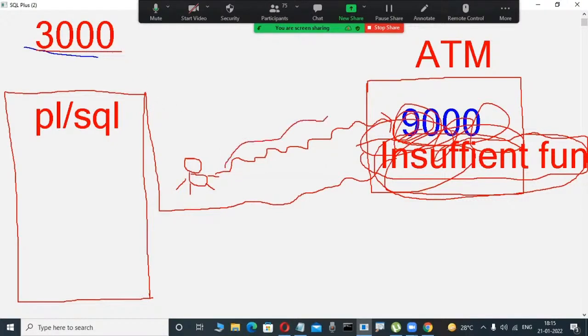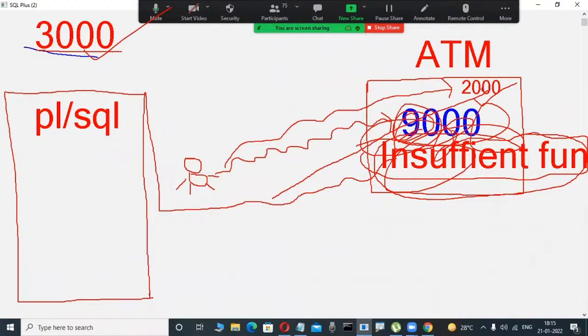Again, another scenario. For example, my balance is 3,000. Suppose I am inserting an ATM card. Now I try to withdraw 2,000 rupees, for example. Is it possible? Possible. Why? Because here my balance is 3,000. Here 2,000 is less than 3,000. That's why this retrieval is possible. We are withdrawing 2,000 in this example.